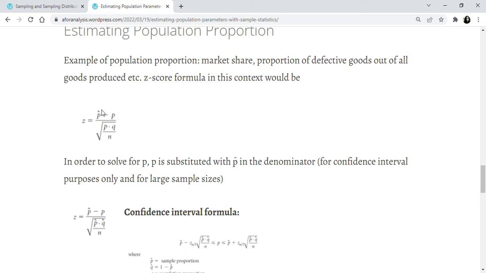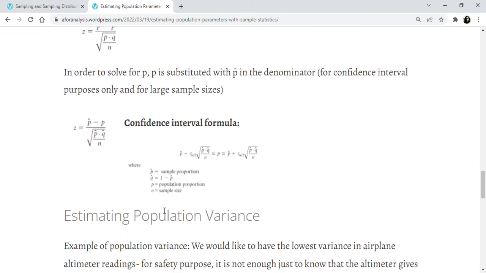p hat is the probability of success in the sample, and q hat is the probability of failure in the sample. Similarly, p is the probability of success in the entire population and q is the probability of failure in the entire population. But since we want to know p, we want to solve this equation for p, but p is there in both numerator and denominator. We can approximate this formula as below.